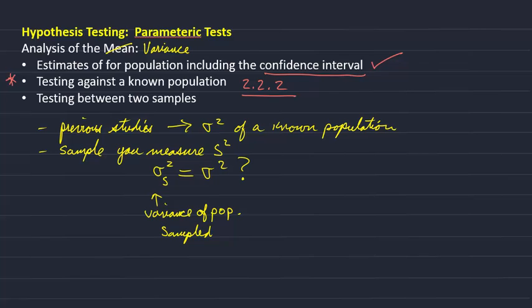To answer that, we have to define our null hypothesis. Again, this is a hypothesis that is formulated to be rejected. The hypothesis is that the variance of the sampled population is equal to the variance of the known population. And of course, we have the alternative hypothesis that they're not equal.